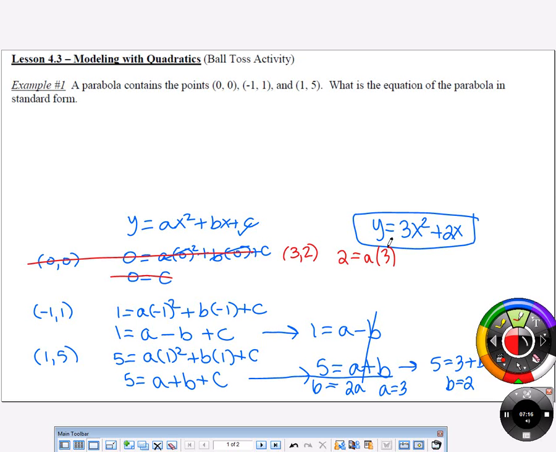My battery is very low. Plus B times the x value. Please. I'm going to cry.